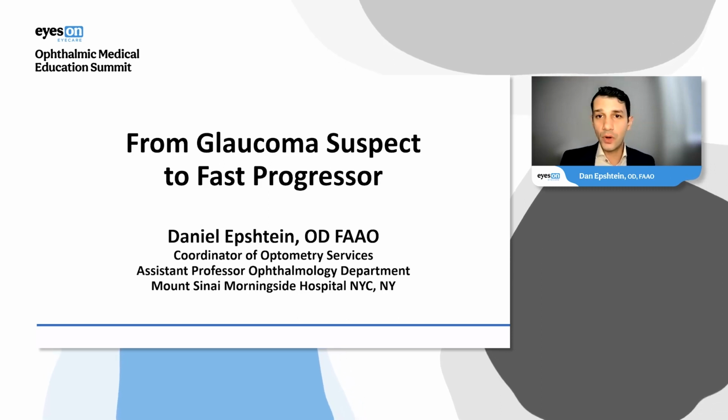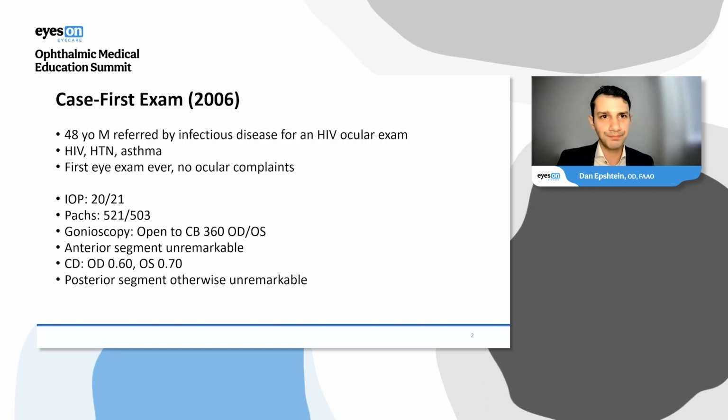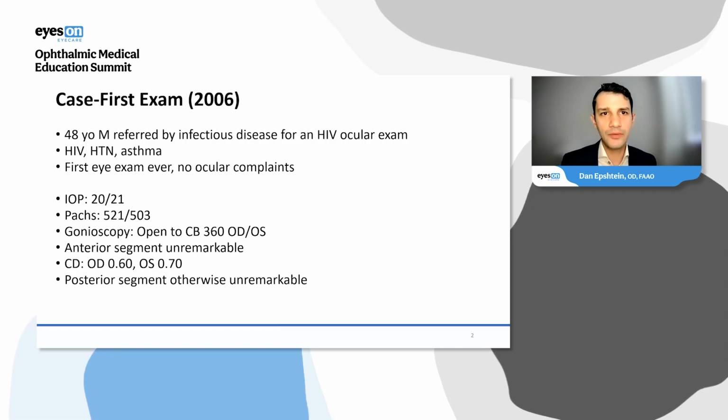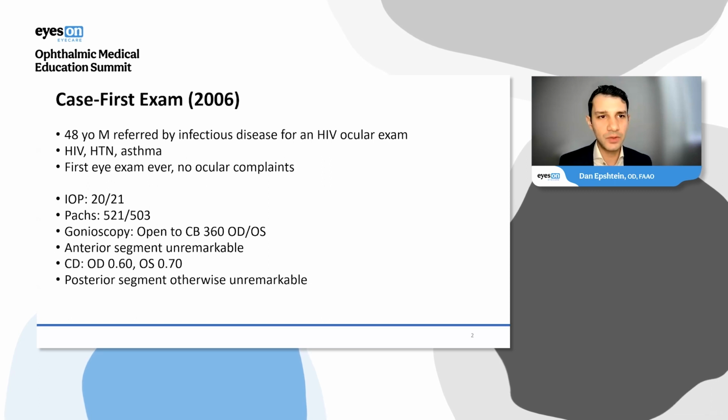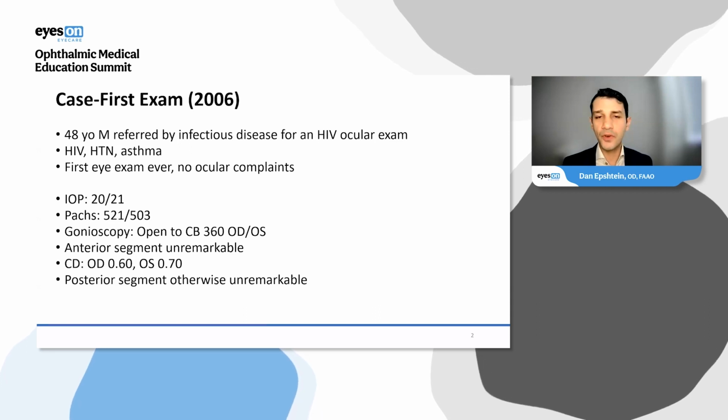And thank you all for joining us today as we go through this first case report of a glaucoma suspect who ended up being a fast progressor. So this patient first showed up in 2006. He was a 48-year-old male referred by infectious disease for an HIV ocular exam. This was his first exam ever.